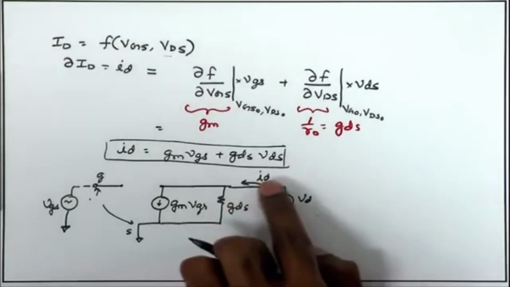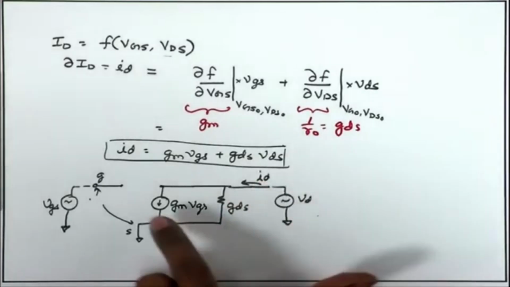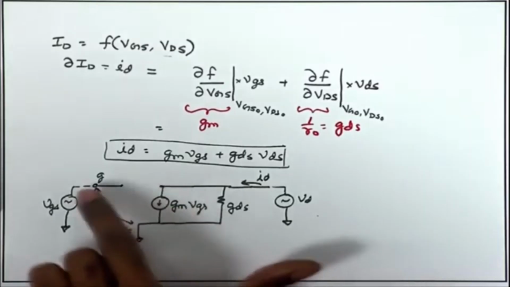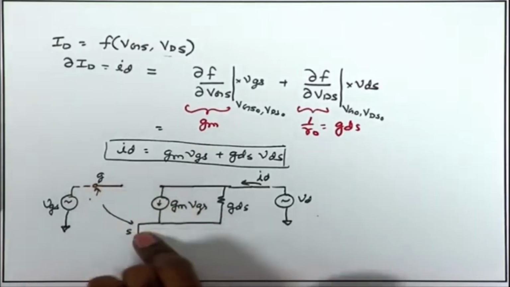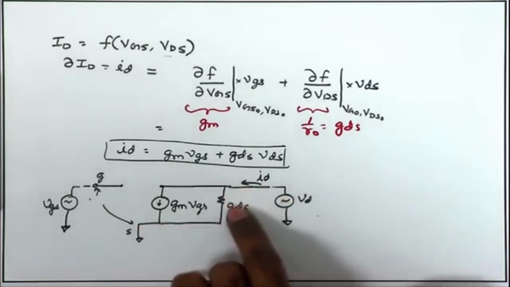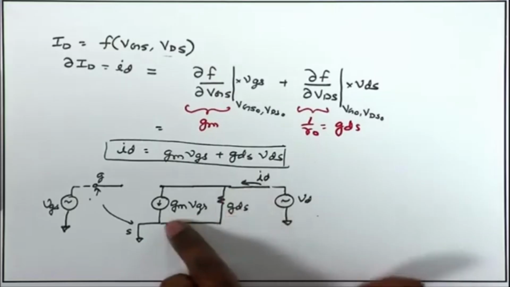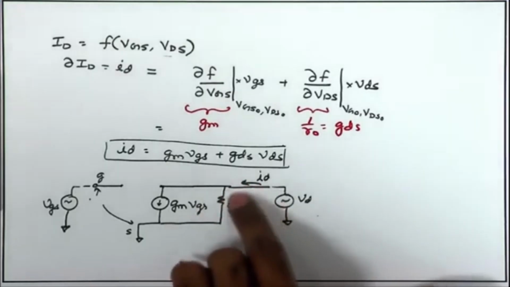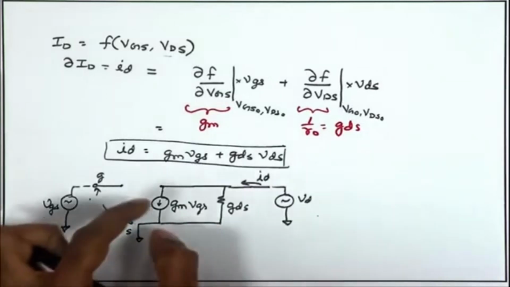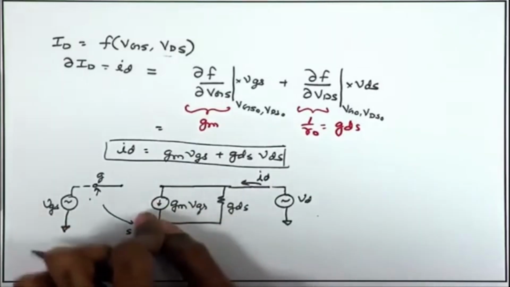So, the net change in the drain current ID will be the combined effect of GM, which is the transconductance term coming because of the change in gate to source voltage, and the second term coming because of the output conductance or small signal output resistance, which is coming because of the channel length modulation factor. So, that is how we can justify the combination of these two small signal parameters that we obtained independently.